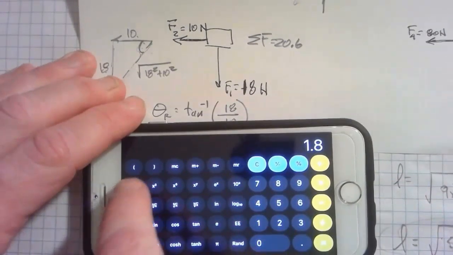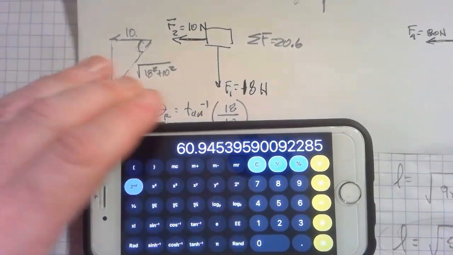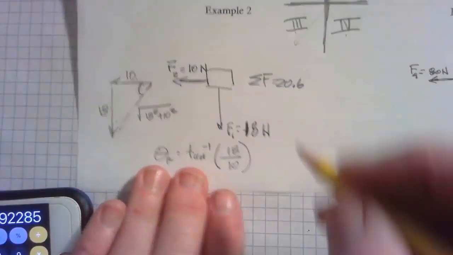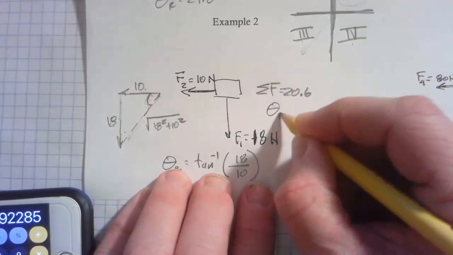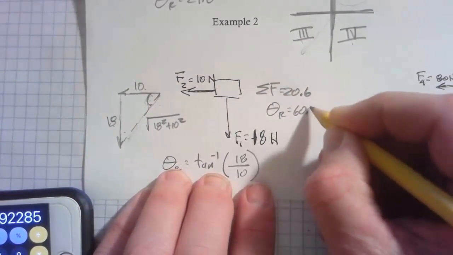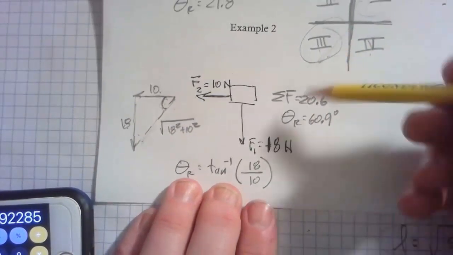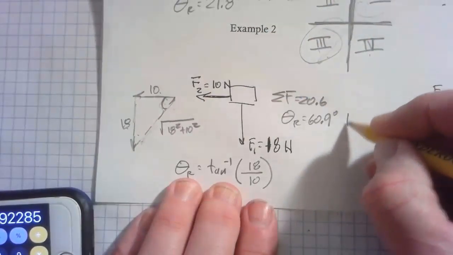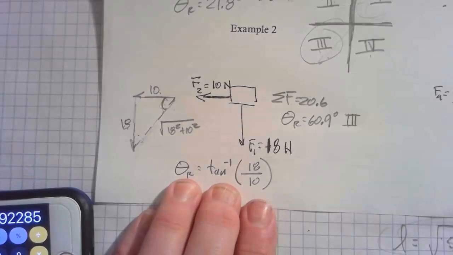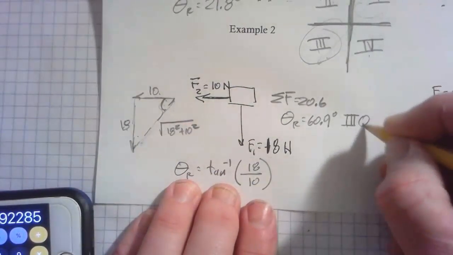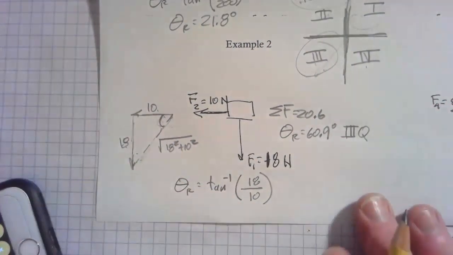And then I do second tangent. And that's 60.9 degrees. So the reference angle is 60.9 degrees, and it's in the third quadrant because it's going down and to the left. You can write Q there, third quadrant. Most people know what you're talking about.